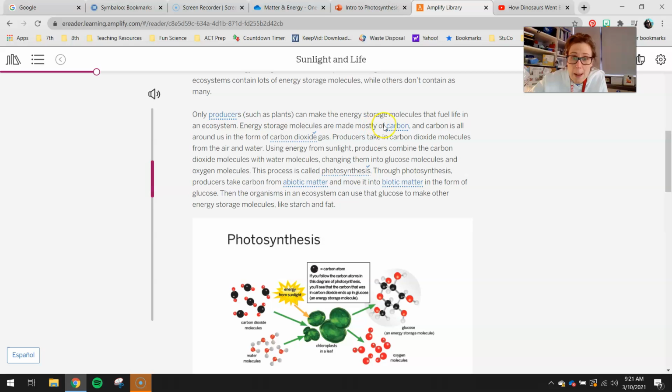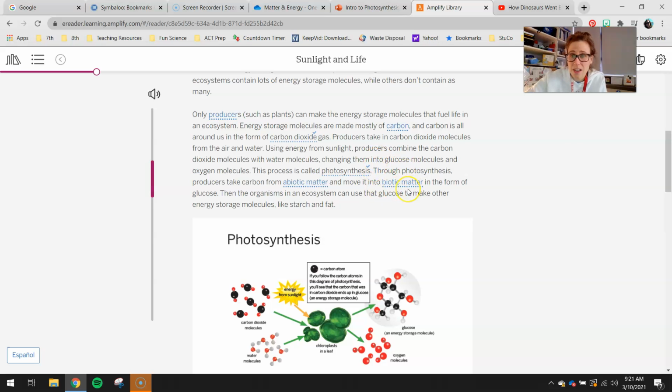Energy storage molecules are made up mostly of carbon, and carbon is all around us in the form of carbon dioxide gas. Producers take in carbon dioxide molecules from air and water. Using energy from sunlight, producers combine the carbon dioxide molecules with water molecules, changing them into glucose molecules and oxygen molecules. This process is called photosynthesis. Through photosynthesis, producers take carbon from abiotic matter and move it into biotic matter. So the abiotic matter would be like the carbon and the carbon dioxide, okay? Gas isn't living, air isn't living, so we're going to call that abiotic. And we'll talk about this vocab later. And move it into biotic matter. So biotic, bio means life.